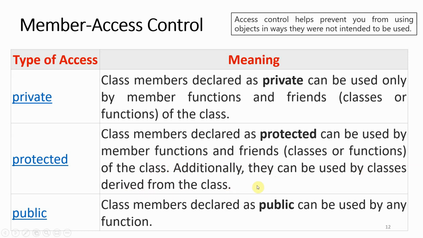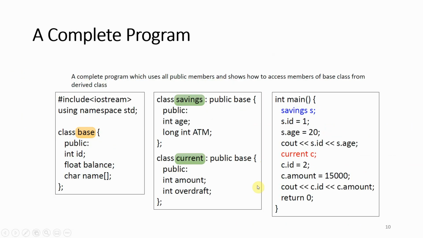Okay, so what it means here in the same example, if this is public, S can access ID. If it's private, it cannot access ID. If it's protected, S can access ID because S is an object of class savings, which is derived from class base. Okay, so this basically summarizes everything that I wanted to mention here.